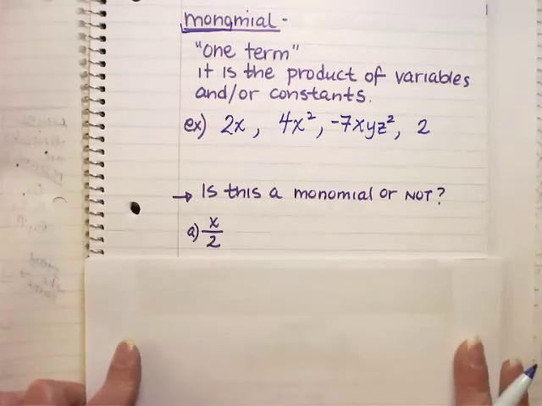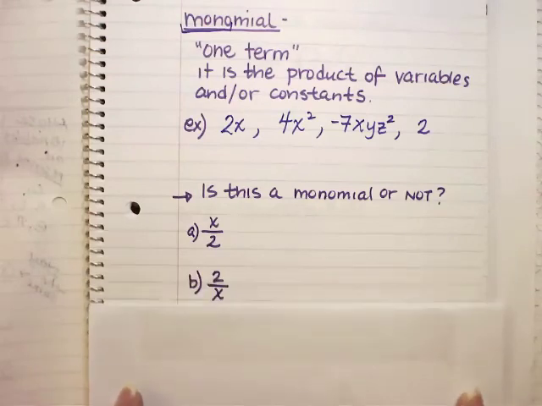Is x over 2 a monomial? What do you think? Is 2 over x a monomial? What do you think? I will give you a hint. One of these is a monomial, one is not.